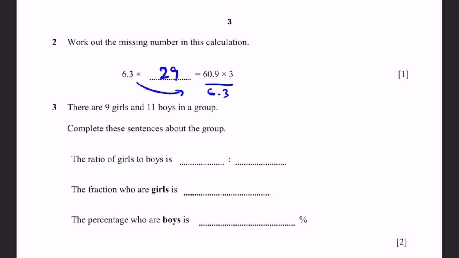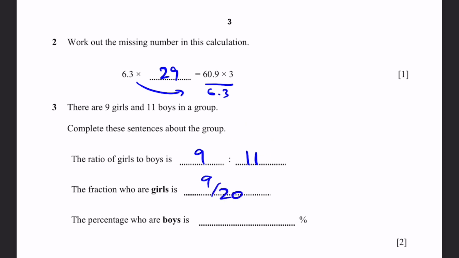Question 3. There are 9 girls and 11 boys in the group. Complete the sentences about the group. The ratio of girls to boys is 9:11. The fraction who are girls is 9 over the total, right? Which is basically 9 by 9 plus 11, 9 by 20. Since there are 9 girls, 20 total.